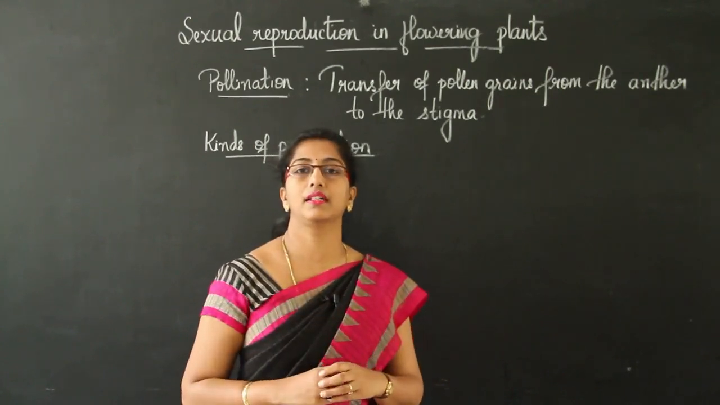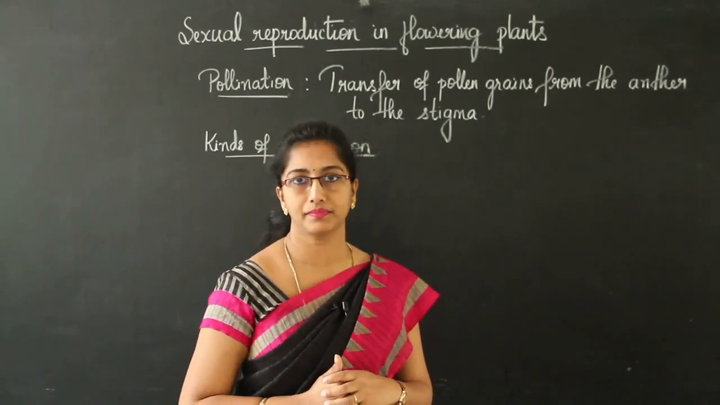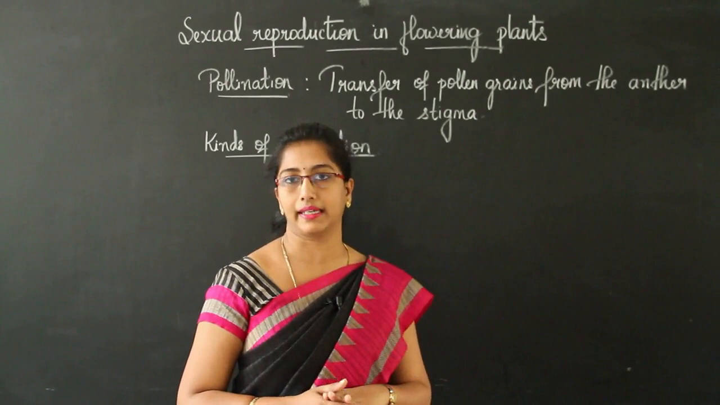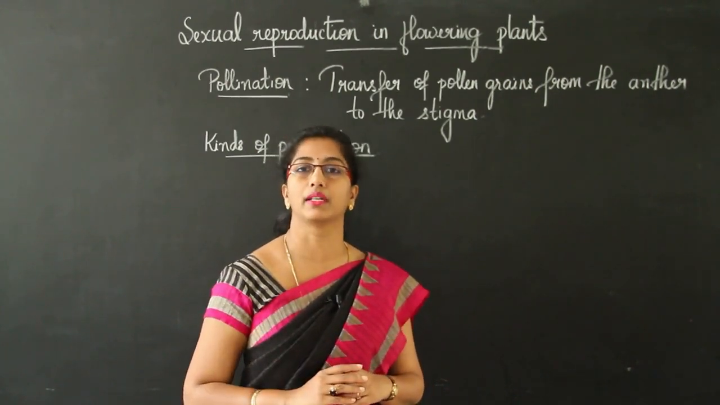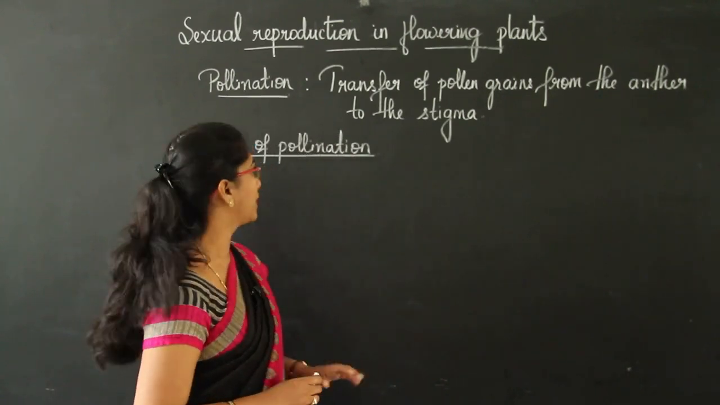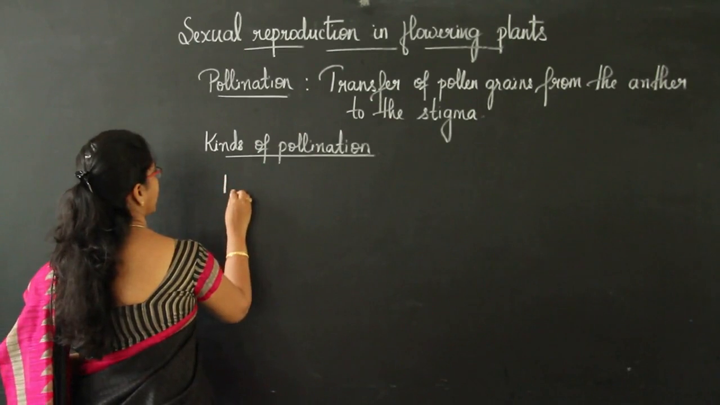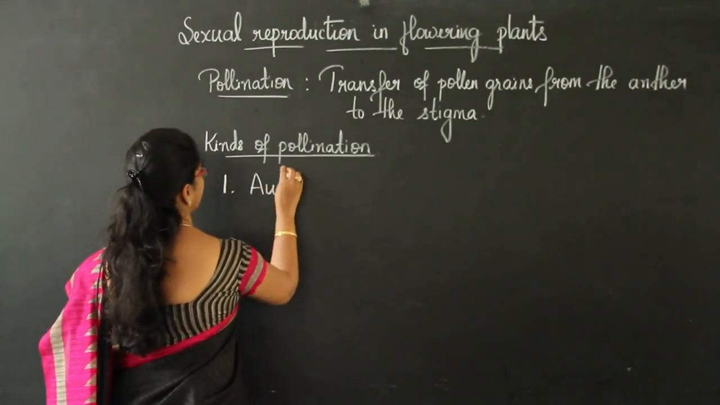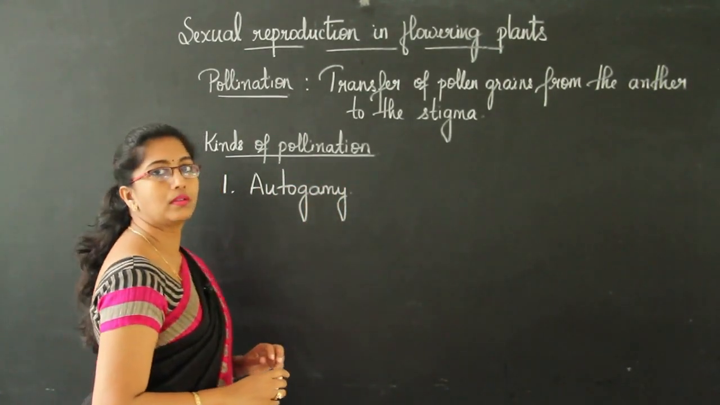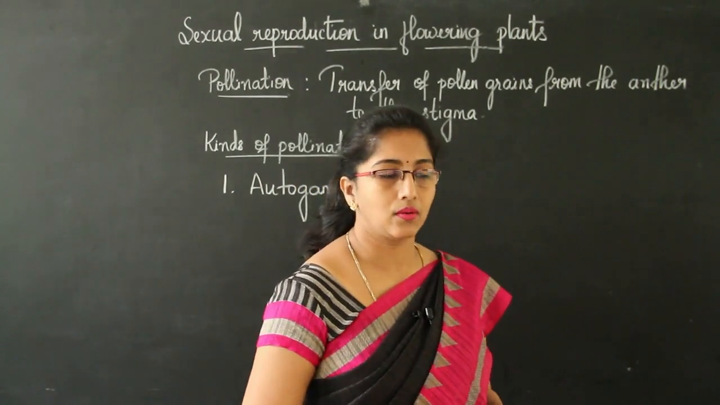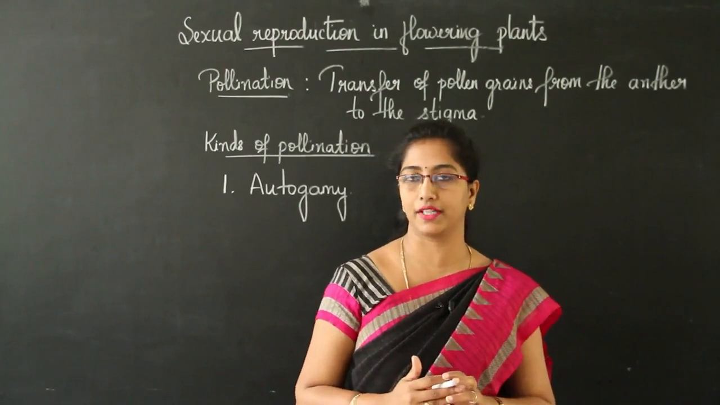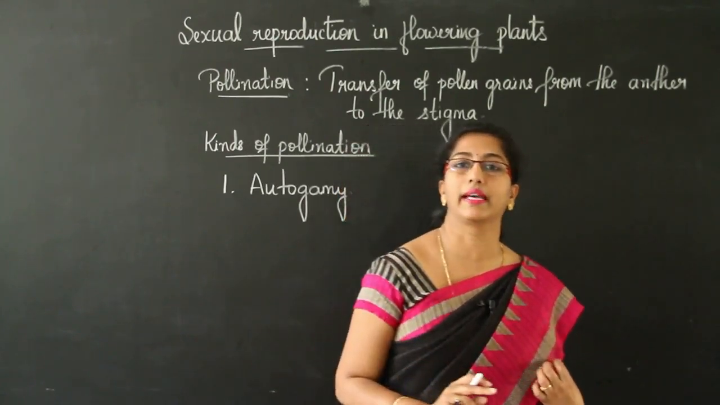When we study the source of pollen grains, we see that pollination can be classified into 3 types. So based on the source of pollen grains, we are classifying the whole process of pollination into 3 types, the kinds of pollination. The first one is autogamy. Now what is this autogamy?